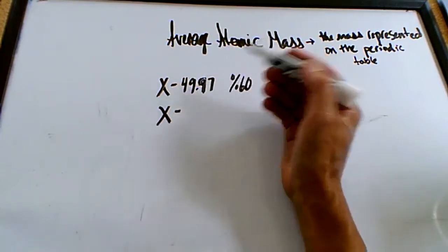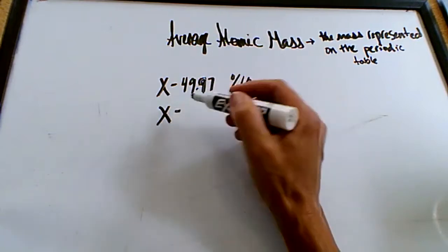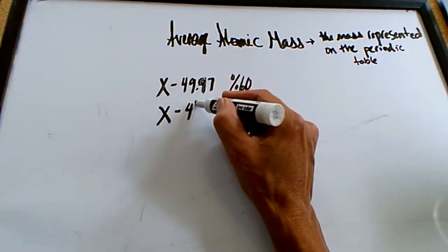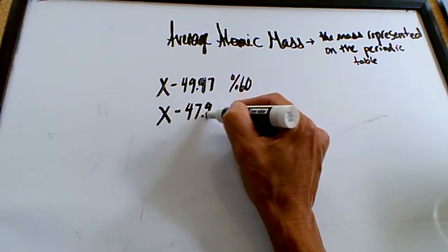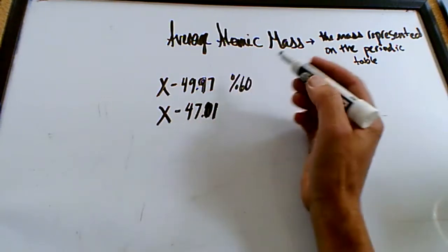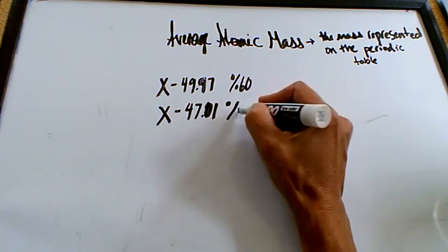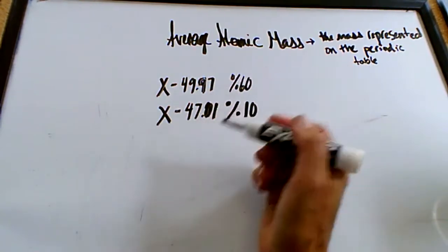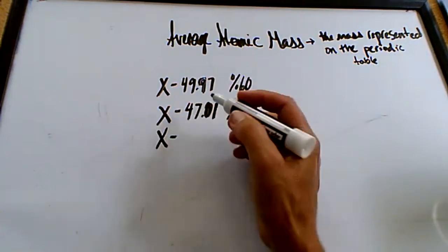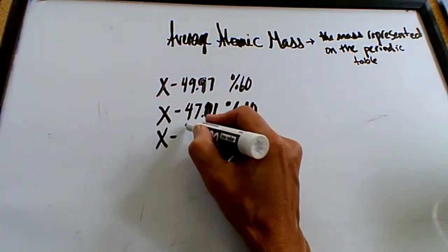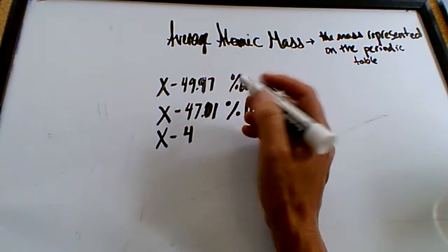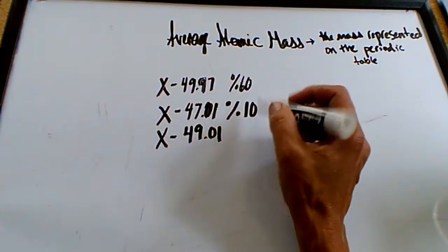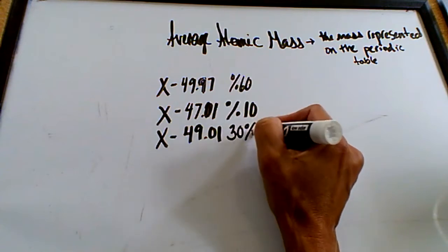Let's make it 49.97, so we make it closer to a whole number. No reason. Let's say that we've got another one. It's got to be somewhere around here. I mean, I could go down to 47 if I wanted to. 47.01, how about that? We'll make him 10% abundant. So I've got 30 more percent to go. Let's finish that out with this guy here. We'll make him weigh maybe 49.01. 60 plus 10 is 70, so he'll be the remaining 30%.